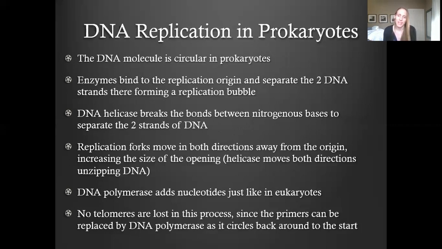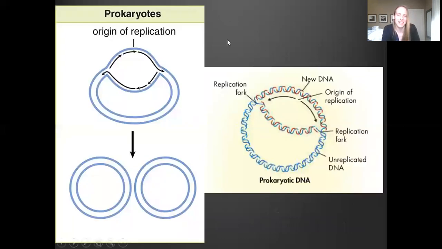Once again, the helicase is going to be separating the nitrogenous bases by breaking their hydrogen bonds. But this time, DNA polymerase will be adding in nucleotides, but again, in both directions. There are no telomeres this time because nothing has to get cut off because there's not like a straight line. Again, it's a circle. So this is kind of what it looks like.